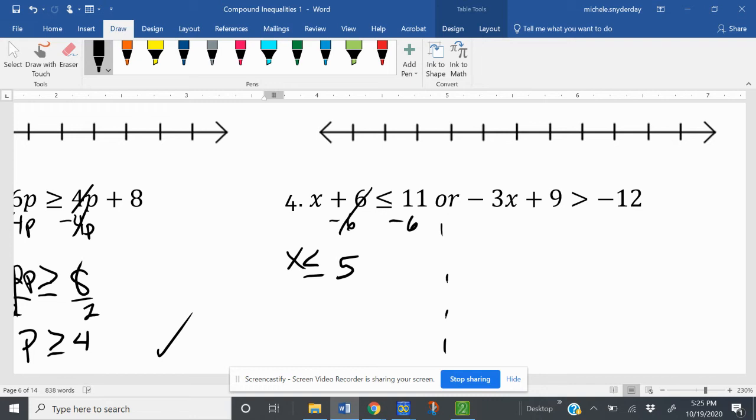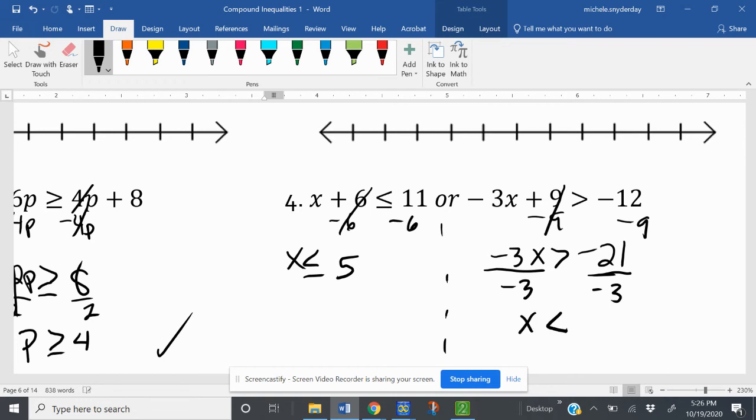Second one isn't too much harder. We have -3x plus 9, so we'll subtract 9 on both sides. And we're left with -3x is greater than -12 minus 9 more is -21. Divide both sides by -3. Once again, when we divide by a negative number, we have to change the direction of the inequality. Negative divided by negative is a positive, and 3 goes into 21 7 times.